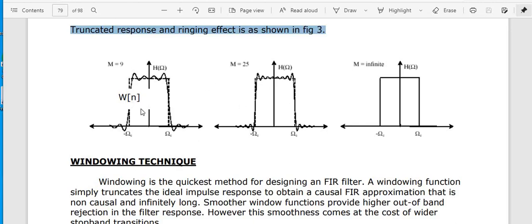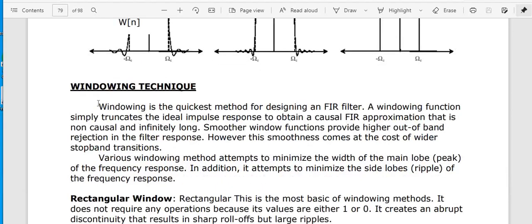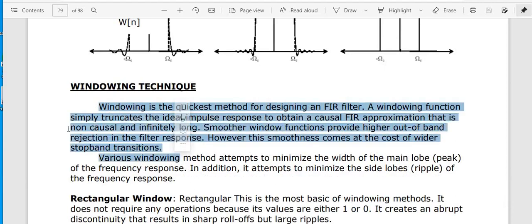This is the windowing technique, W of n. Let us see the meaning of that. What is the windowing technique all about? The windowing technique is the quickest method. It is very important and very easy as well. The only thing is it depends on a formula for all the different types of windows. So the windowing technique is the quickest method for designing finite impulse response filters, because a window function simply truncates. Truncate means to reduce the infinite samples to finite samples.